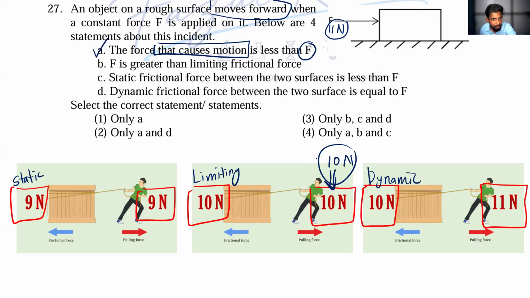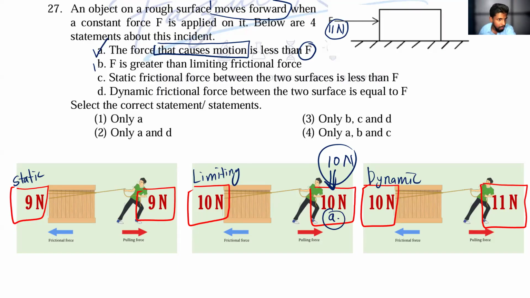The moment we gave 10 Newton, the object just started to move. That 10 is less than 11. Am I right or wrong? So the force that causes the motion, that is 10 Newton. So we can put A here. Am I right or wrong? The A statement indirectly mentioned this one.